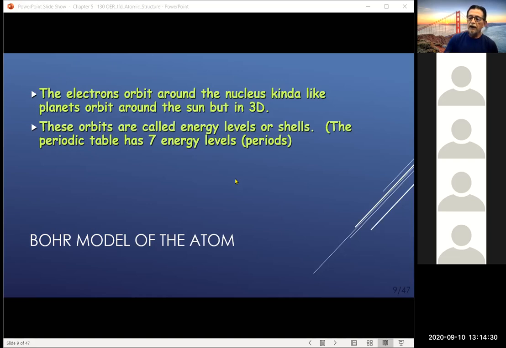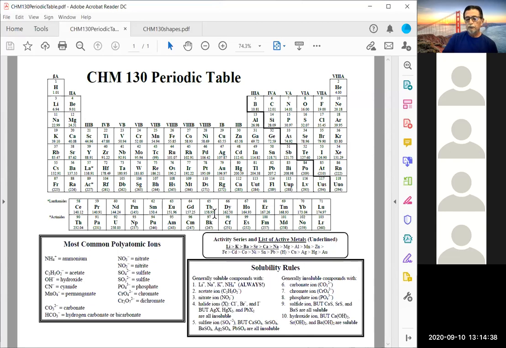The periodic table has 7 energy levels. Let me pull up the periodic table here real quick. If you look at the periodic table, and we start from hydrogen and go all the way down, we see 7 horizontal lines. We call those periods. When we get to the periodic table, we'll give you more specifics. But there are 7 levels, which represent 7 energy levels.